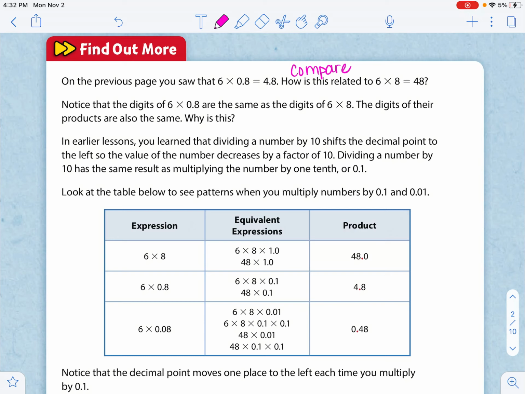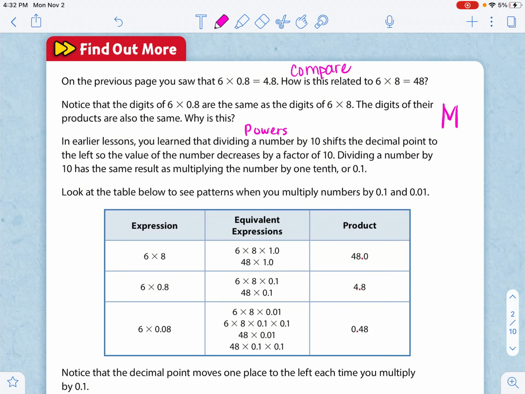In earlier lessons, you learned that dividing a number by 10 shifts the decimal point to the left. So the value of the number, okay, let's freeze there. This is the powers of 10 lesson. In earlier lessons, you learned that if you divided a number by 10, the decimal point went to the left.